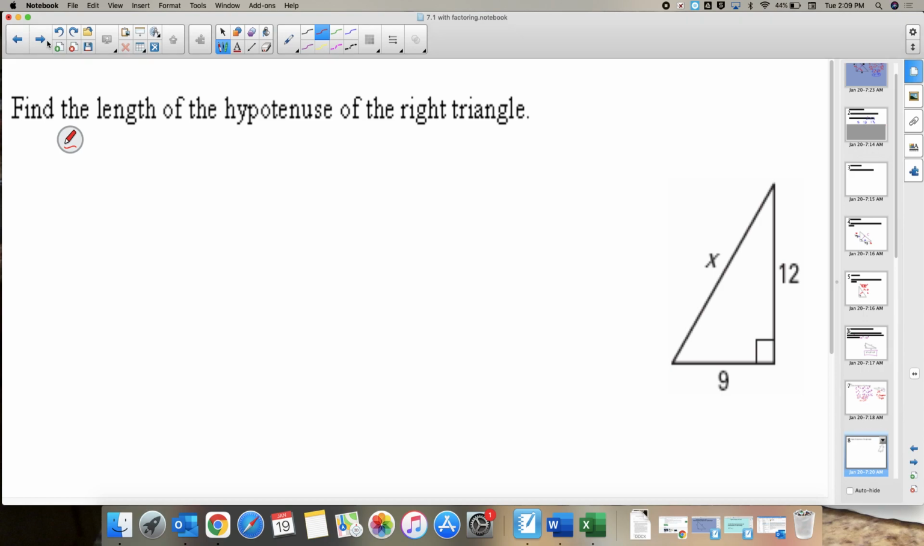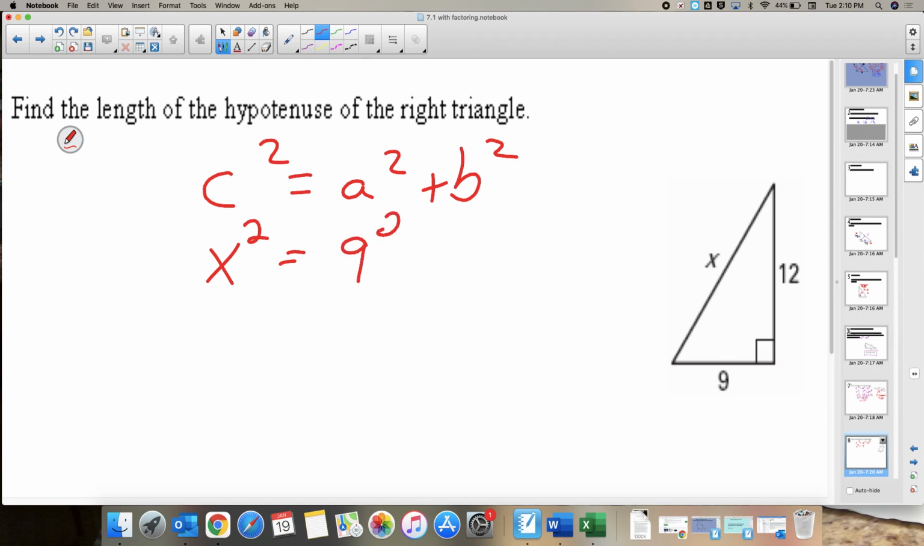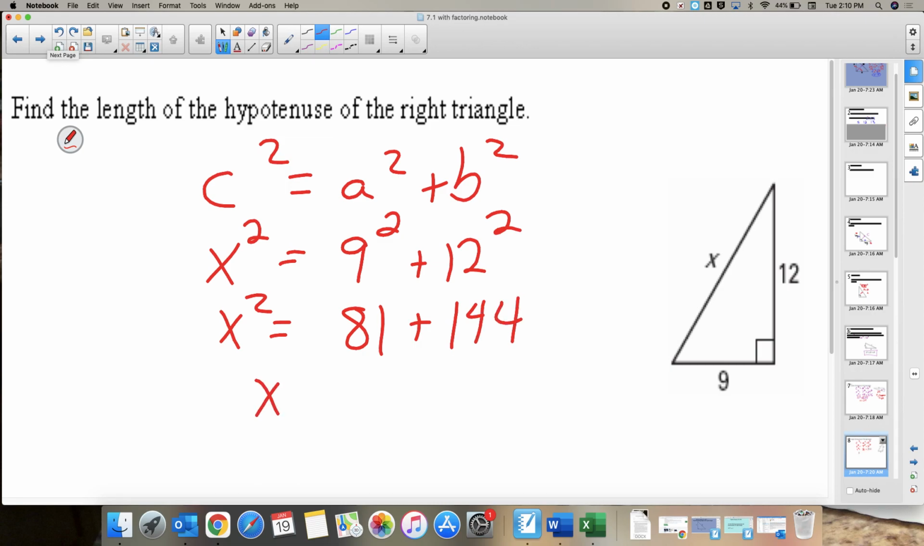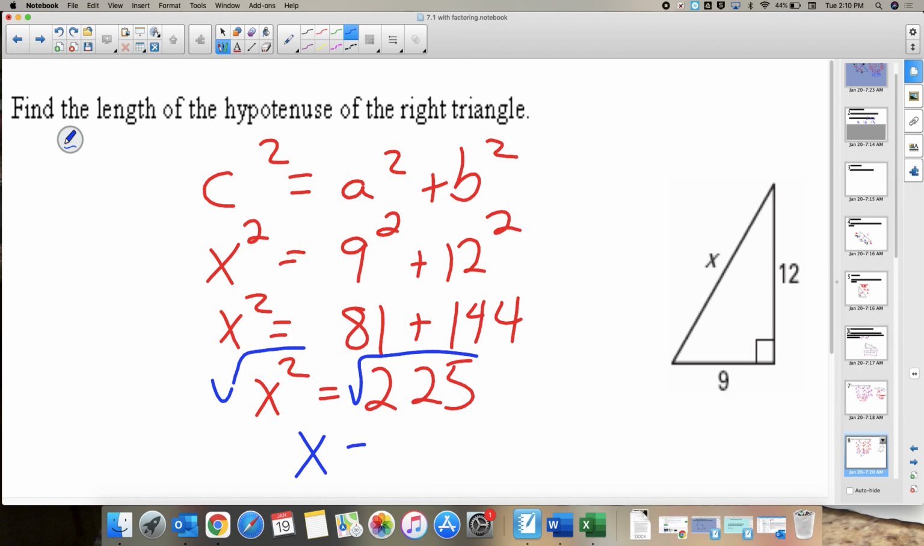Same thing here, finding the length of our hypotenuse. C squared equals a squared plus b squared. In this case, x goes in for c again. A we'll call 9, and b we'll say is 12. So x squared equals 9 squared, which is 81, plus 12 squared, which is 144. Add them together, we get x squared equal to 225. Last thing to do is take our square root. We get x to equal 15.